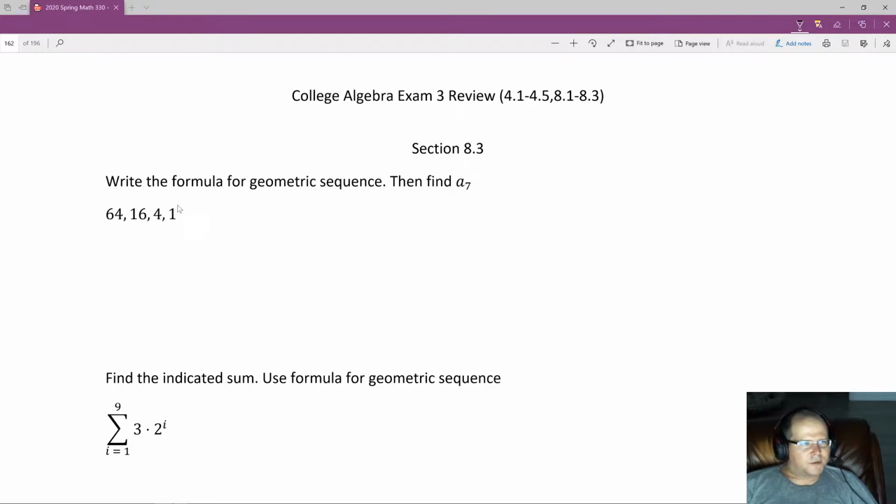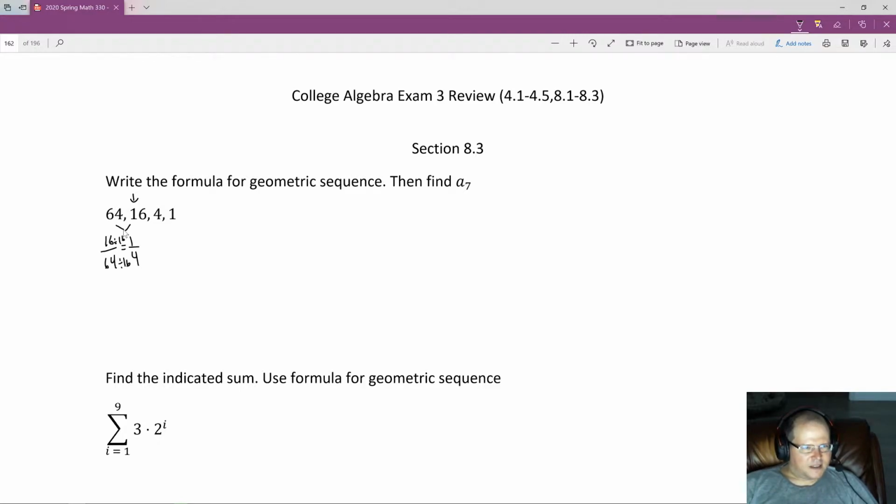Section 8.3, write the formula for geometric sequence. Find the seventh term in the geometric sequence. So first we have to find the ratio between these two numbers, and the way we do that is we take the second number and then we divide it by the previous number. In this case that gives us 1/4 after simplifying, after dividing both by 16.